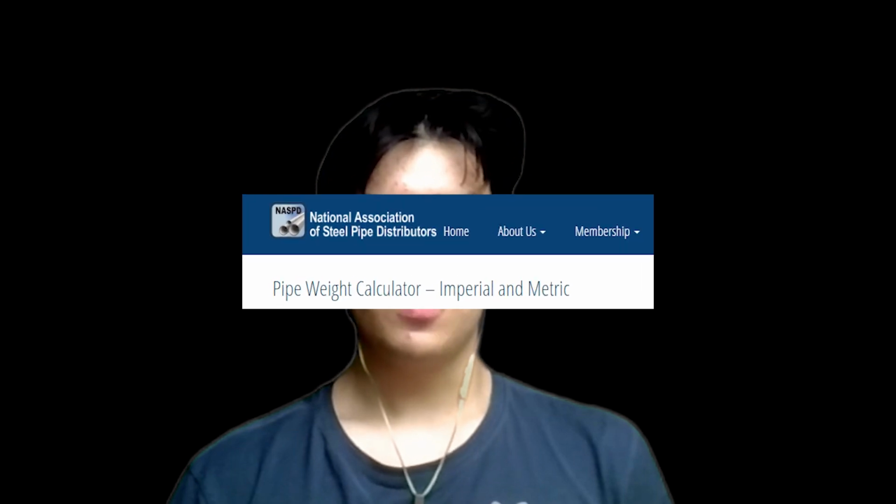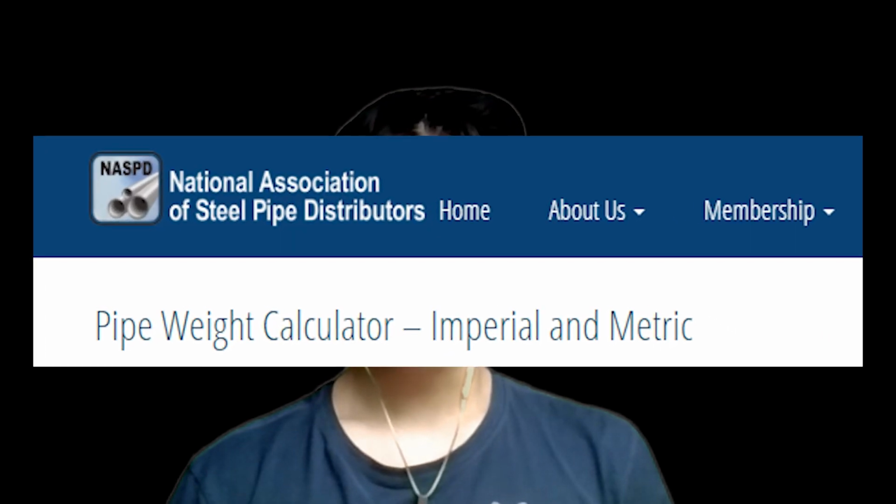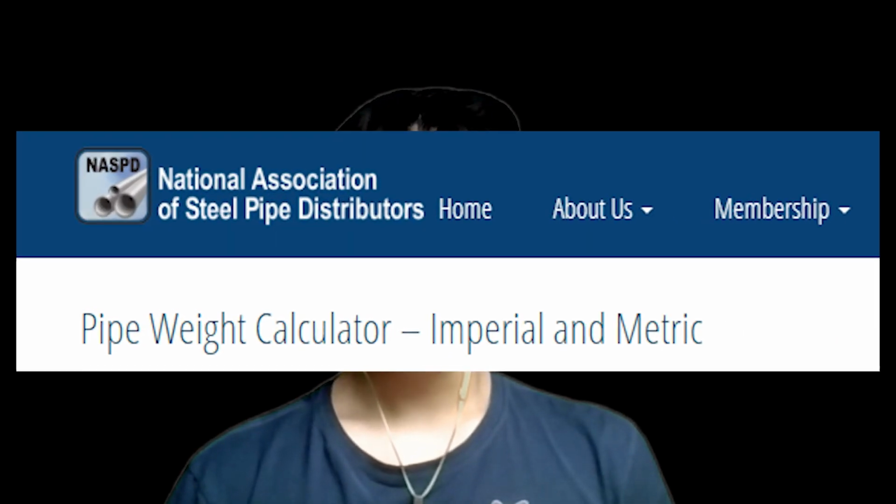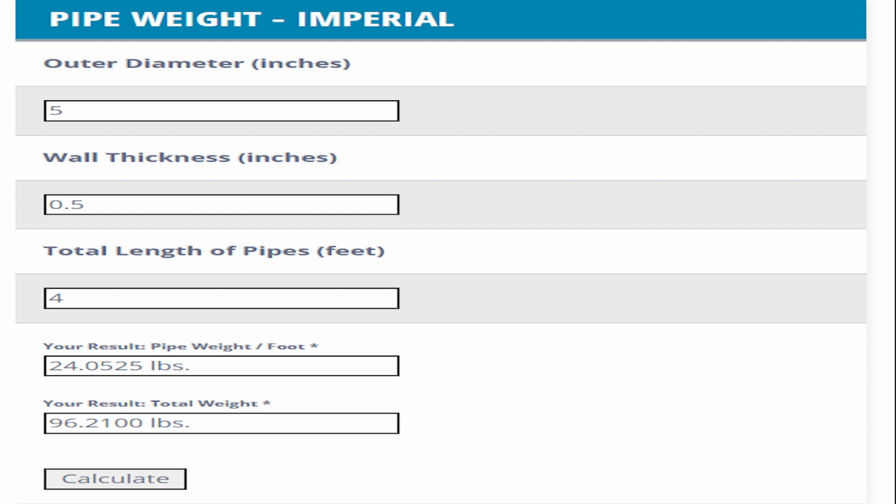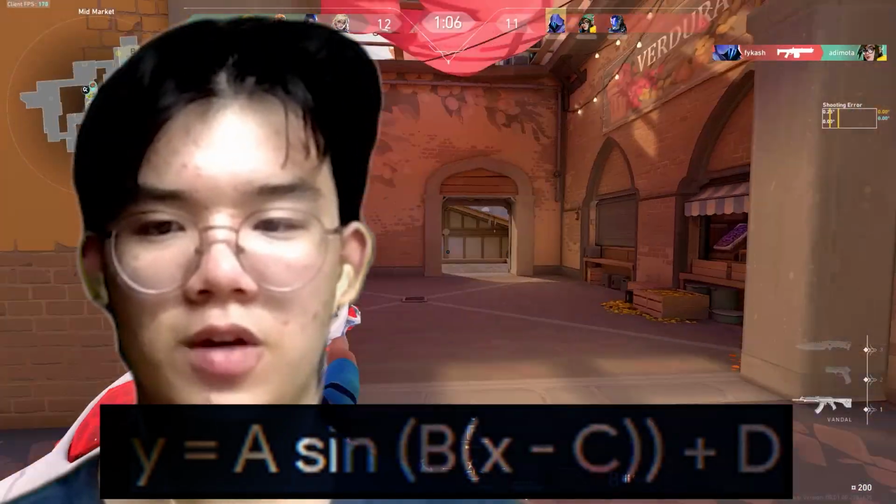However, one must ask, what if he has a 4-foot-long steel pipe with a diameter of 5 inches and wall thickness of ½ an inch instead of lightsabers? According to the National Association of Steel Pipe Distributors pipe weight calculator, the weight of this pipe is 96 pounds. But how do we use this to find the values of a sinusoid function?